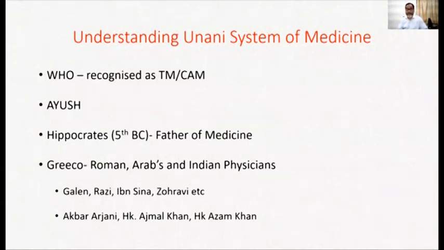Roman physicians. Razi, Ibn Sina, Zohravi are the Persian physicians. If you come into the Indian continent, we had very good people like Akbar Arzani, Hakim Ajmal Khan, Hakim Azam Khan. They are the people who contributed to understanding this science and made this Unani medical system a complete science. This is the brief introduction.